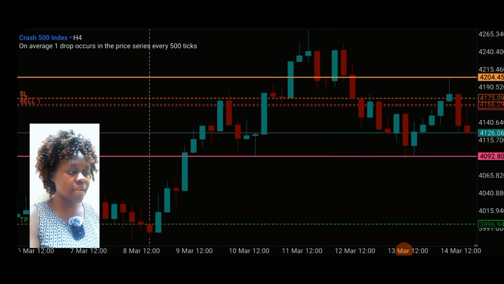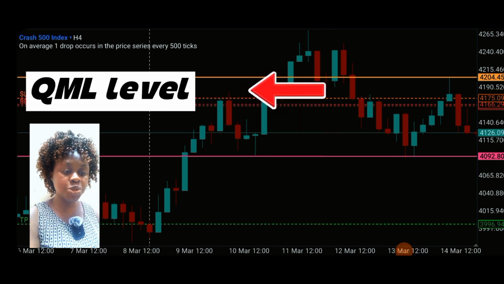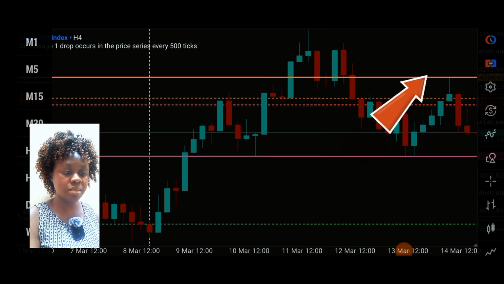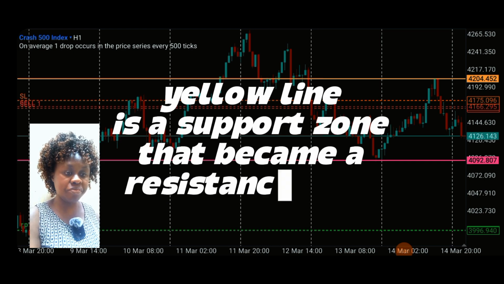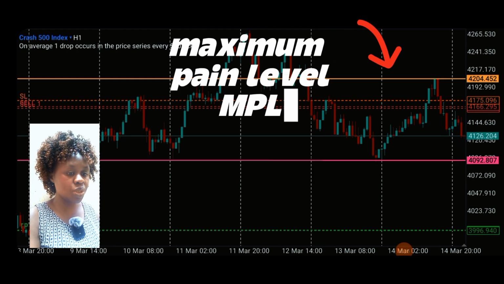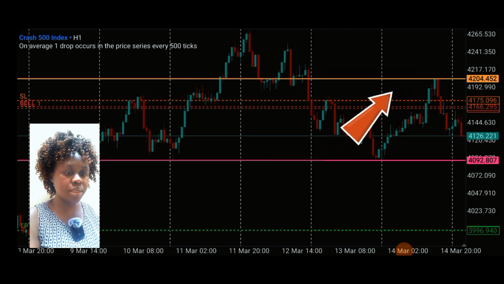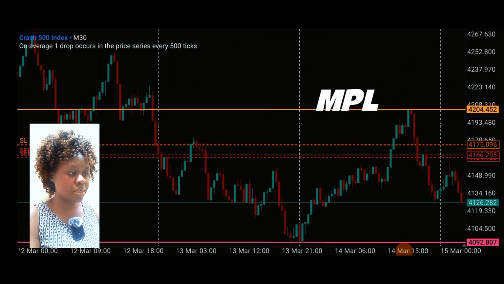So as you can see, I took my trade on the QML level, but this trade reversed and went to a previous support and a previous resistance zone. This is what we will term the maximum pain level. As you can see, the trade compressed upwards until it got to the yellow line, and that's where it went down. That's the maximum pain level.